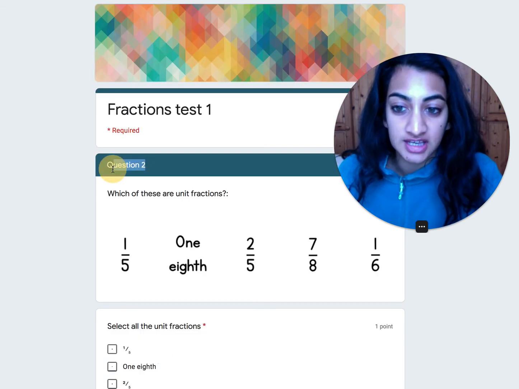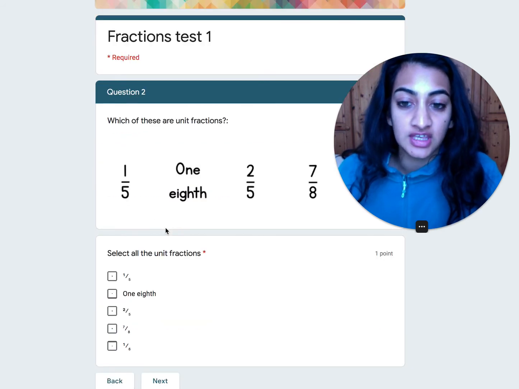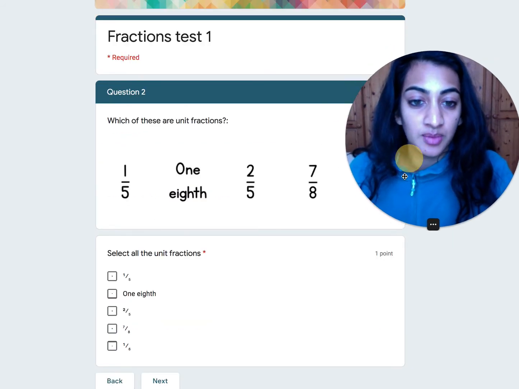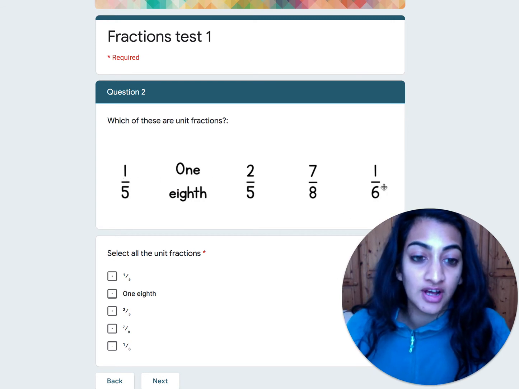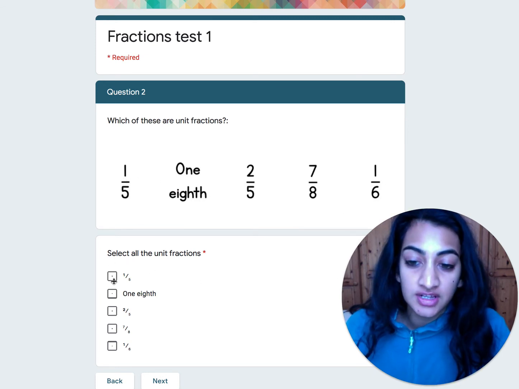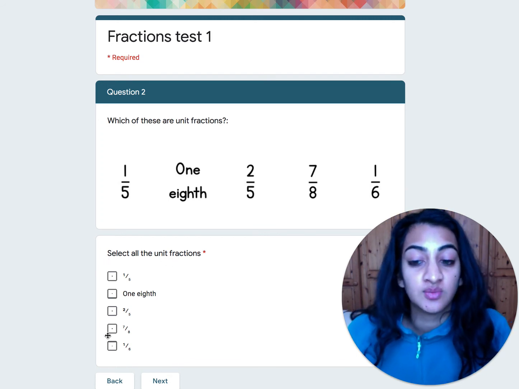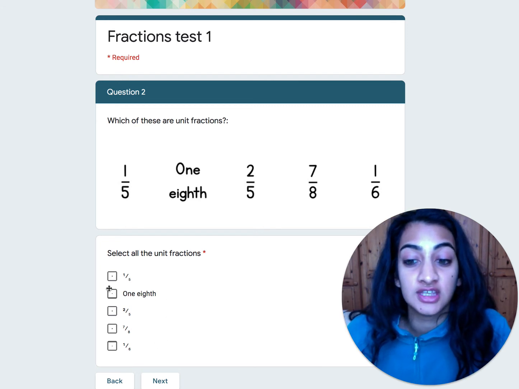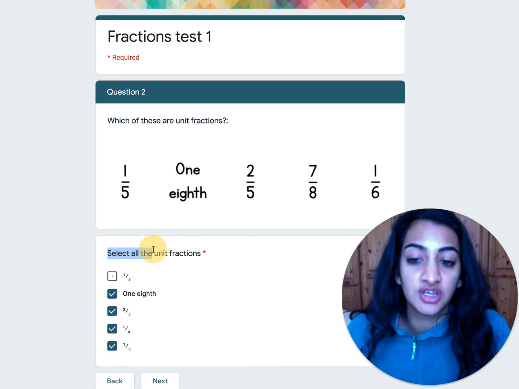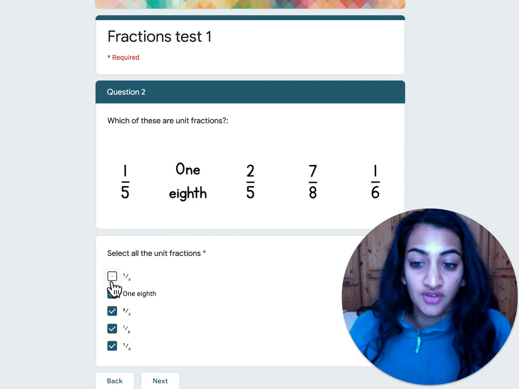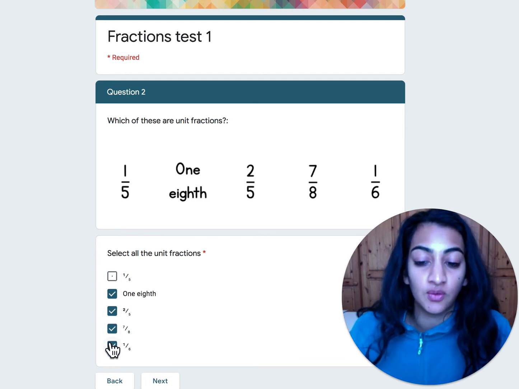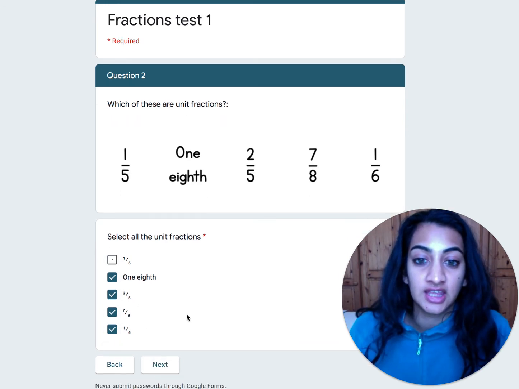So now you'll see it says question 2. Which of these are unit fractions? So you can see a picture, and there's lots of different fractions given. And for this one, instead of having to select just one, it says select all the unit fractions. So if you've already done your English work this morning, you'll recognize these little check boxes, and you have to check all the ones that you think are unit fractions. So if I think all 4 of those are unit fractions, I click all of them, and then I click next.